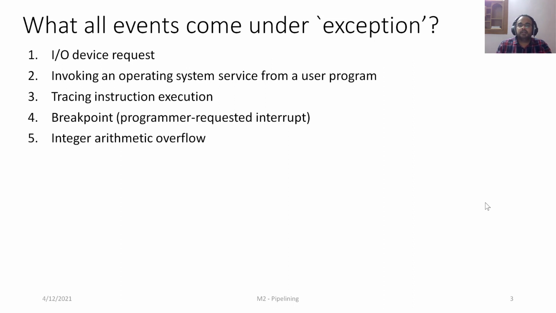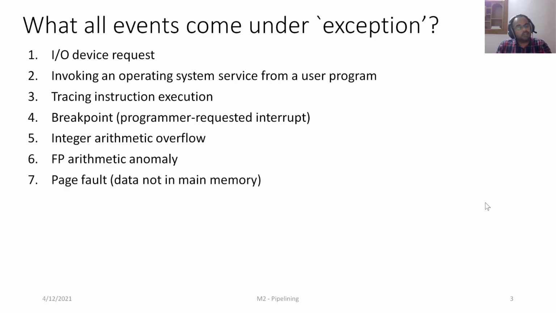The fifth event can be an integer overflow, and sixth is some anomaly with the floating point arithmetic. The seventh event is called page fault, wherein the data we need, either the instruction or the data, is not currently available in the main memory, right? But we know what to do. What we would do is get the same data from our hard disk, place it in the memory and start work again. But the event of identifying that the data we want is not there in the memory is called page fault, and this needs some support from the operating system to handle the transfer of data from the secondary storage or your hard disk to the RAM.